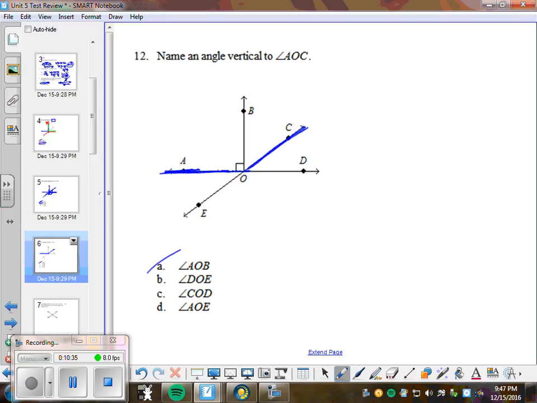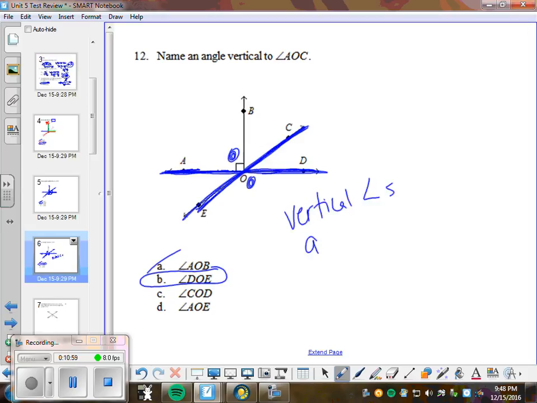All right, how about DOE? Oh yeah, now we have two intersecting lines that make a big X. This angle and this angle would be vertical angles. So DOE is correct. COD would be over here, not opposite. Remember, vertical angles are opposite. So you're looking for the one across from it. Okay?